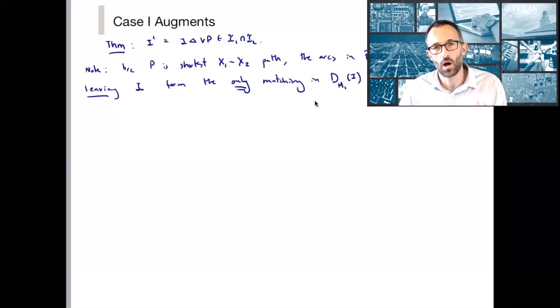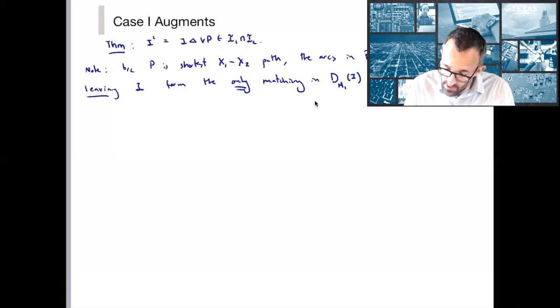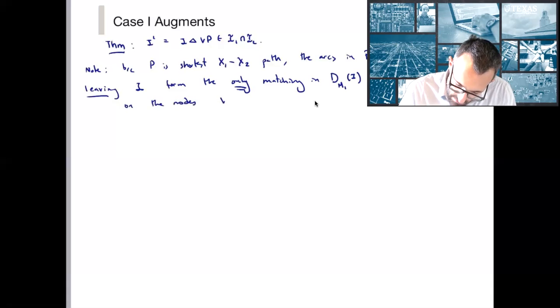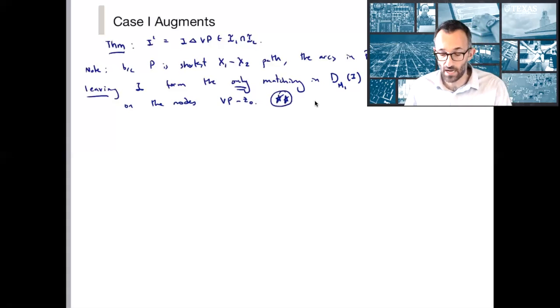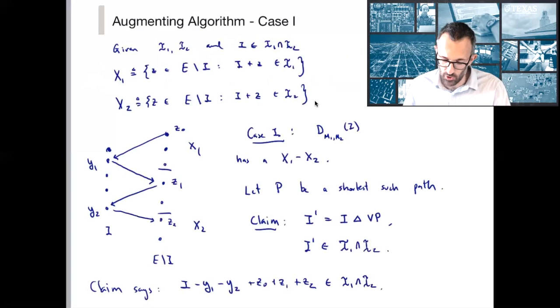Remember that dm1 only has edges from the left to the right, and an edge specifies when a particular swap maintains independence in the matroid. So they specify a unique matching, the only matching on the nodes VP minus z0. I'm going to call this star star to refer back to it. But let's look at a picture to understand what that's saying. So let's look back at this picture.